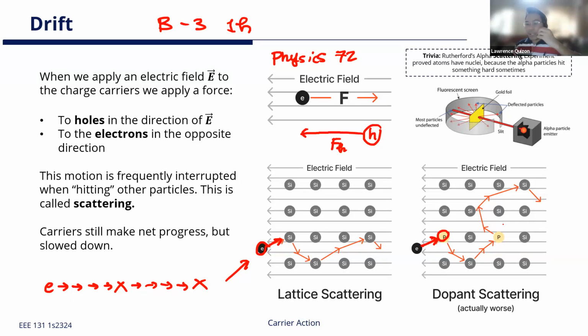Anyway, when you have a semiconductor that is doped, those dopants actually mess with the electron a lot more than the silicon atoms. Why? Because these are charged, right?